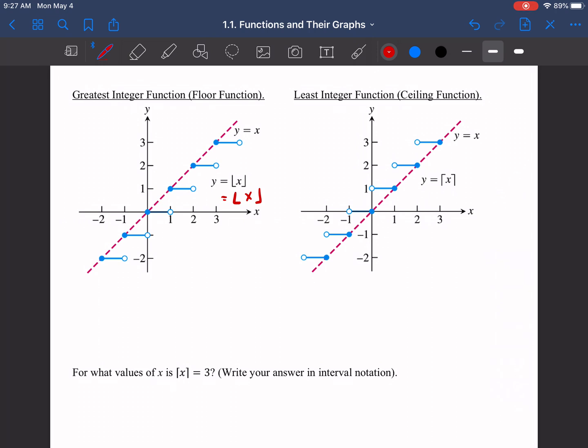The next is the ceiling function. You can see it here. It's like the square bracket, but you only have the top part. I started to do the square bracket, but it only has the top little notch part on it. Here, you're always rounding up.